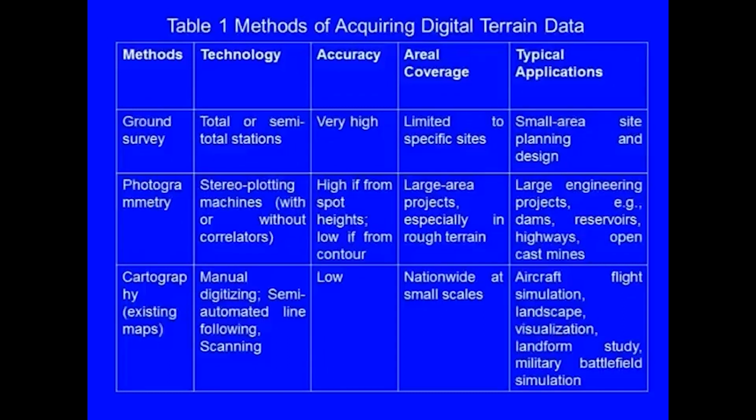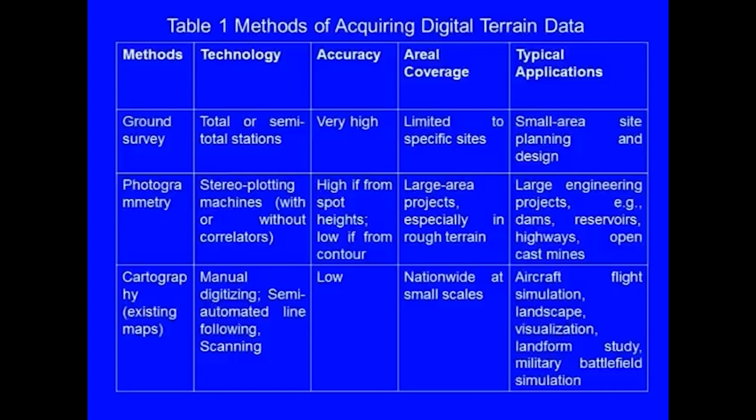The third methodology of data collection could be cartography, that is with the help of existing maps. In this, the data may be manually digitized, or we can use certain semi automated line following procedures, or we can go in for scanning of the information. The accuracy by this particular method is naturally low.